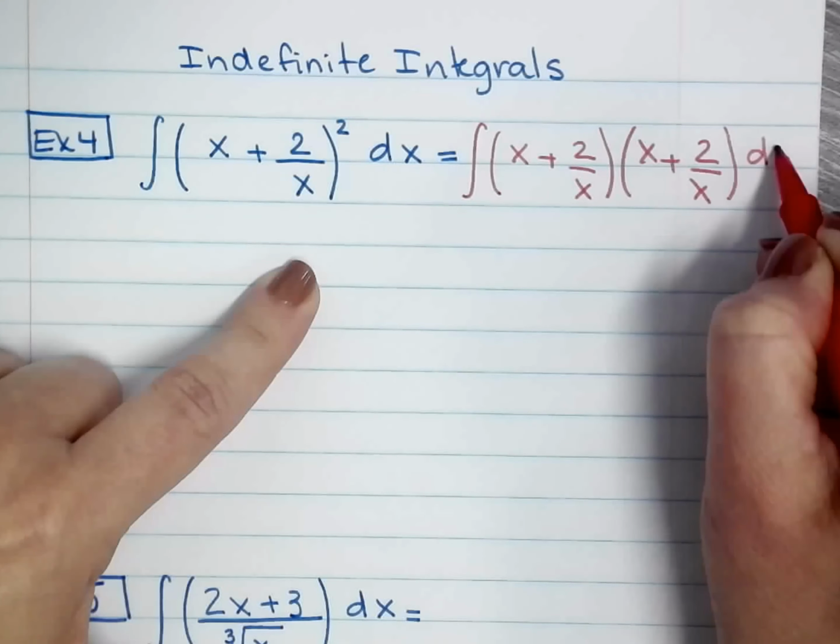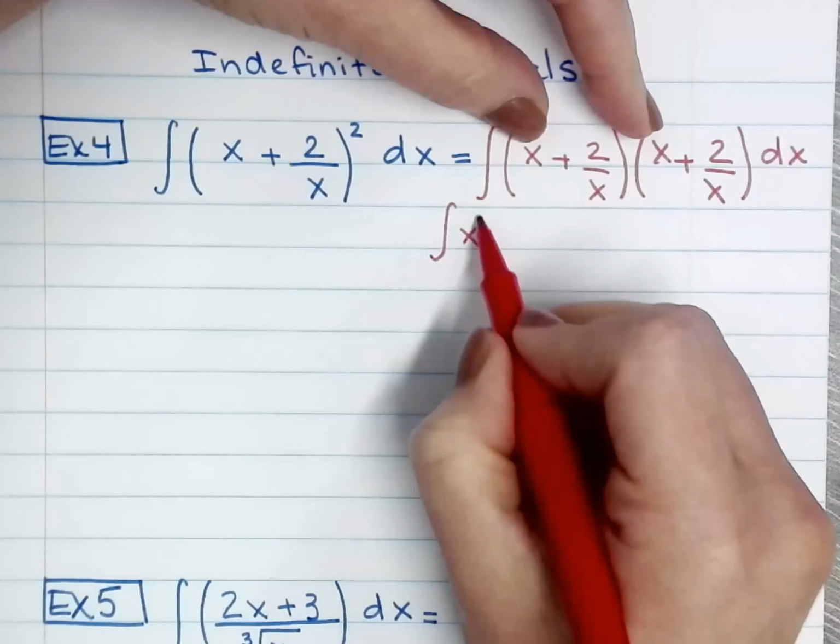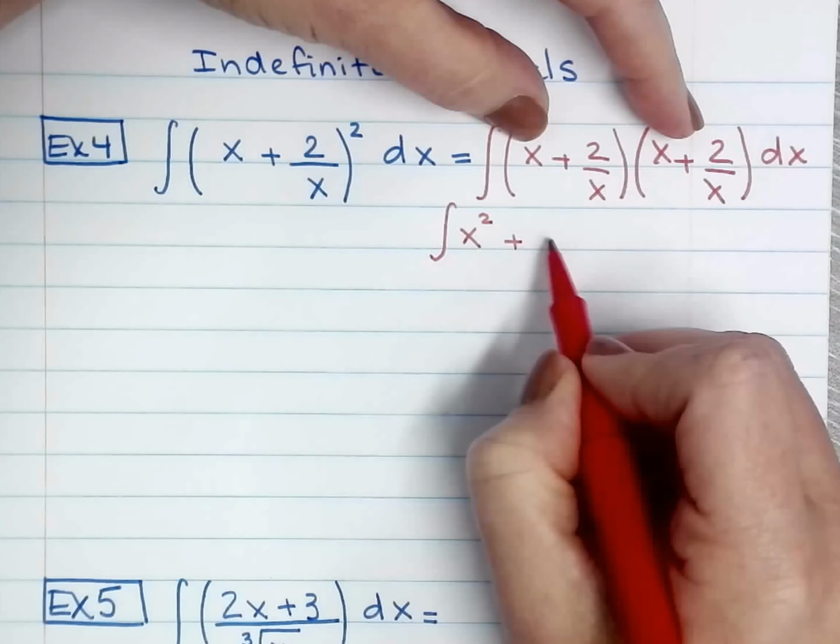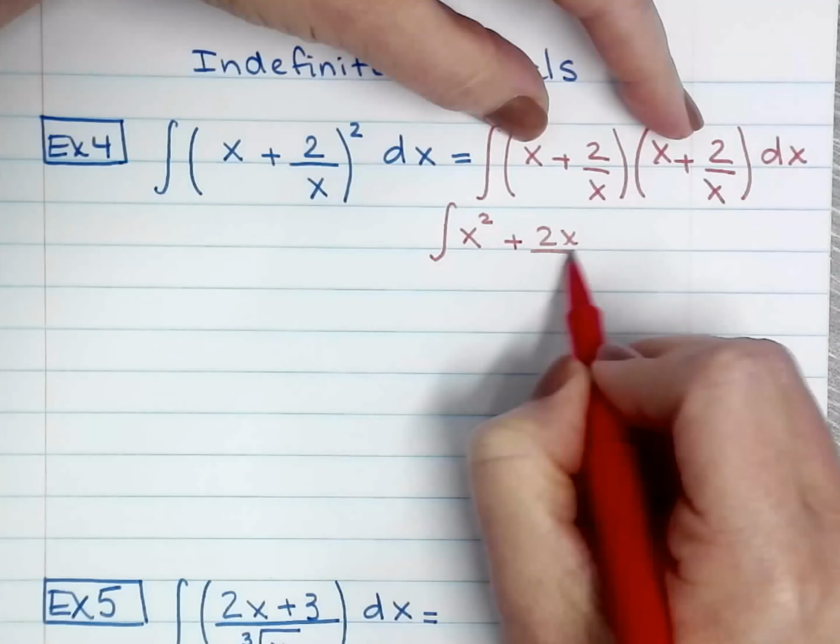Okay, I'm still rewriting this. I didn't start solving yet. So multiply those two, I get x squared. Multiply these two, 2x over x. Multiply these two, 2x over x again. Multiply these two, 4 over x squared.